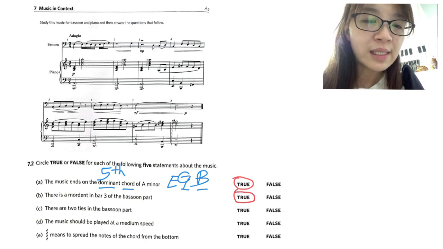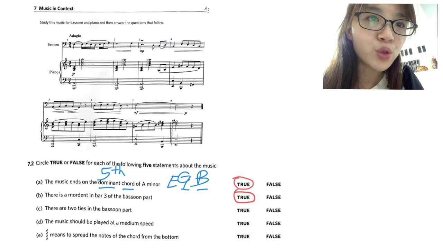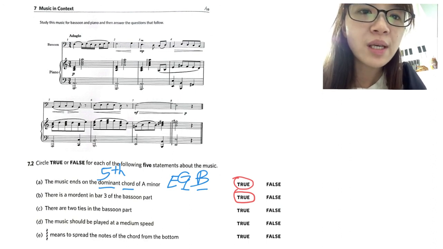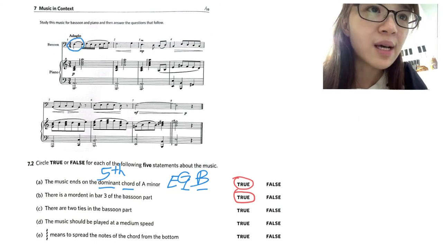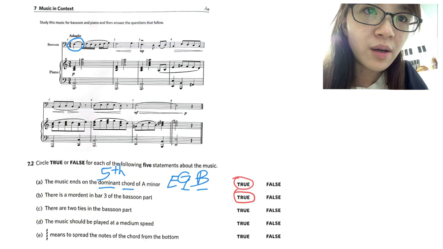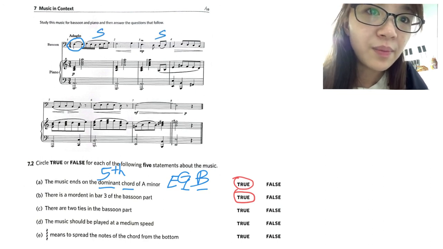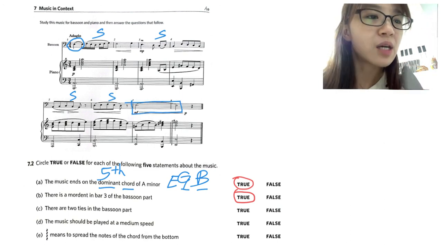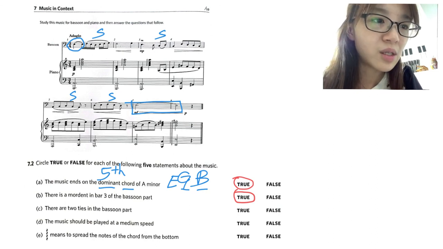Question C. There are two tied notes in the bassoon part. Let's check how many tied notes you have. A tied note refers to the same note. This is one tied note. This is a slur, this is a slur, this is a slur, this is another long tied note. Yes, there are two tied notes, true.